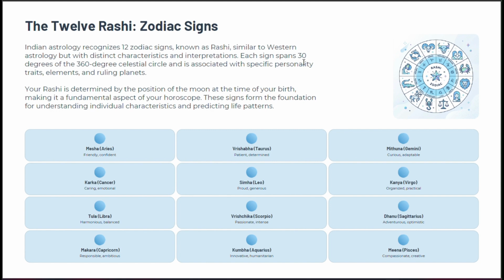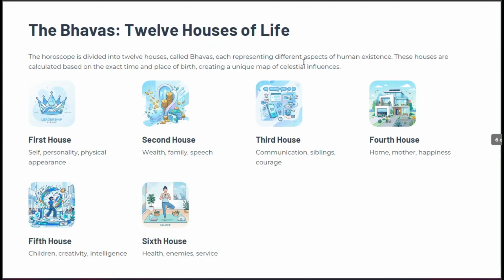Indian astrology includes 12 zodiac signs known as Rashis. These are similar to Western zodiac signs but have unique interpretations. A person's Rashi is determined by the position of the moon at the time of birth. Each sign is connected with certain personality traits. For example, Aries is known for confidence, Taurus for patience, Leo for leadership, and Pisces for creativity and compassion. These Rashis help astrologers understand personality and life patterns.